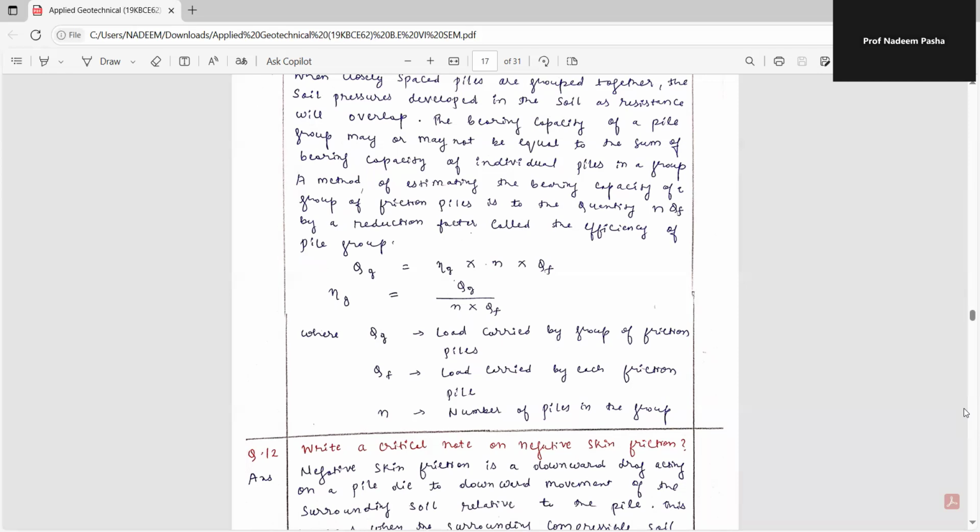Qg equal to eta g into n into Q, or eta g equal to Qg by n into Q, where Qg equal to load carried by the group of friction piles, Qf equal to load carried by each friction pile, and n is the number of piles in the group.